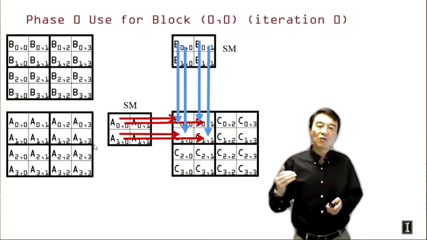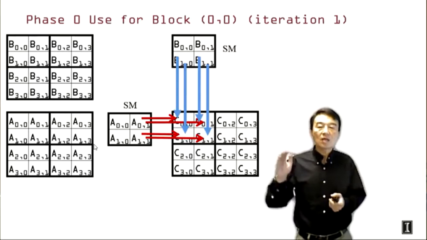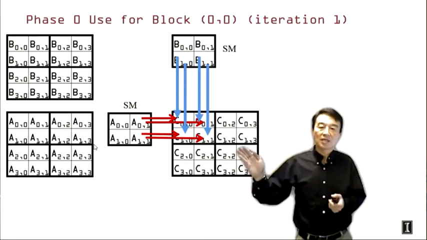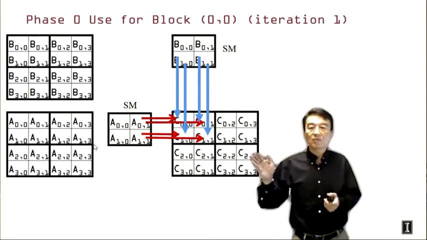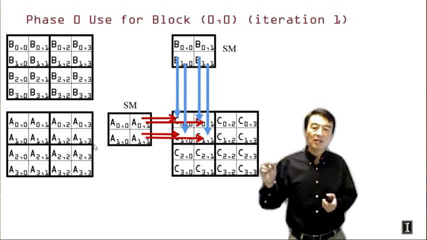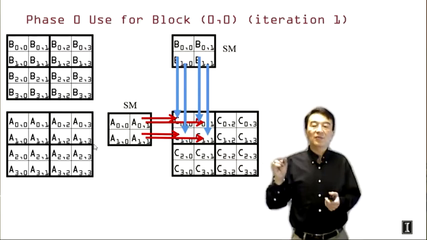Now we can move on to iteration 1 of the for loop. So when we go to iteration 1, all the threads will be using the second element in their sequence. So thread 00 now is going to be moving to A01 and then B10.